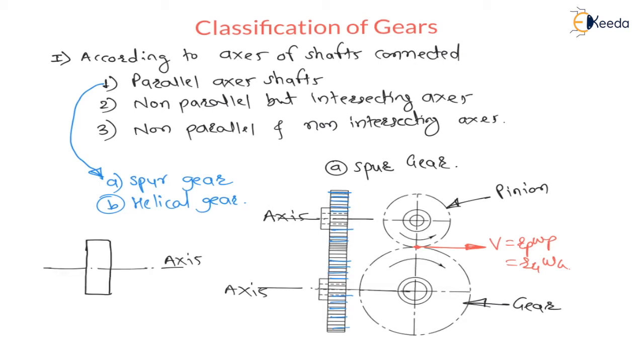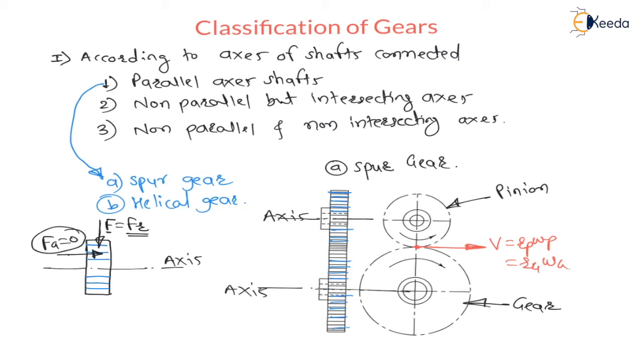Here the axes are parallel like this. And whenever a load acts on this gear, the load is perpendicular to the teeth. Therefore, there is a load along the radial direction only. It is called radial load, FR. The component of this total load will not come along the axial direction. Therefore, axial load in the case of spur gear is zero.